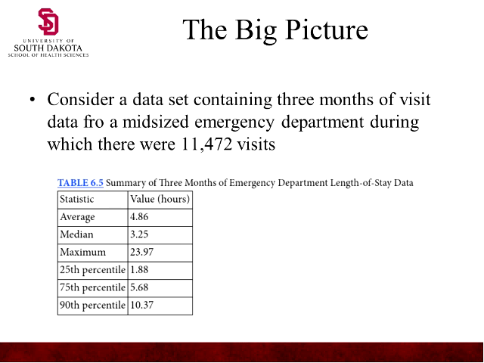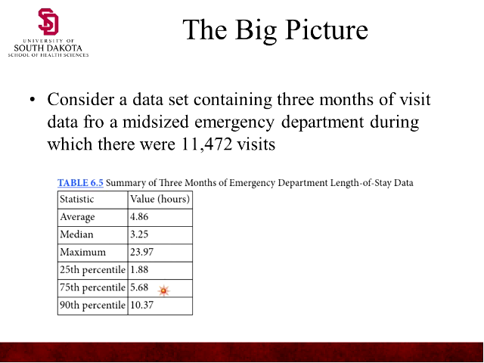Now the big picture. Consider a data set containing 3 months of visits data for a mid-sized emergency department, during which there were 11,472 visits. There's the value, here's the statistic. The average was 4.86 hours waiting, but the median was 3.25, so there were some outliers. The maximum was 23.97, so you can see that there were some really high outliers.